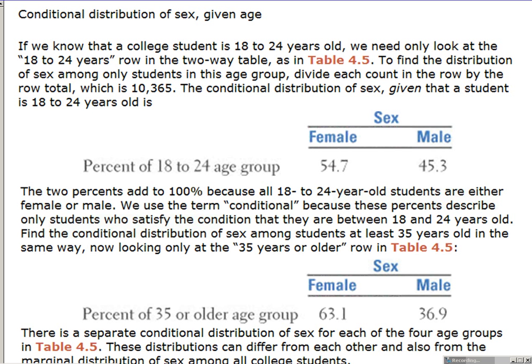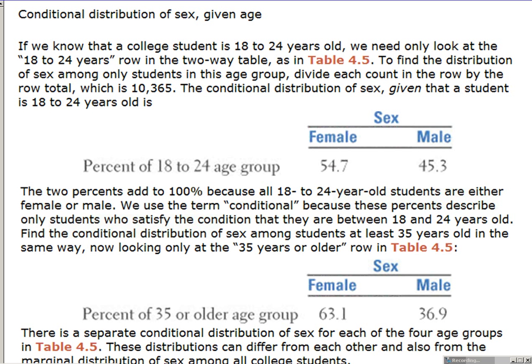Conditional distribution of sex given age. If we know that a college student is 18 to 24 years old, we need to only look at the 18 to 24 years row in the two-way table. To find the distribution of sex among only students in this age group, we're going to divide each count in the row by the row total, which is 10,365. The conditional distribution of sex, given that a student is 18 to 24 years old, is given by this.